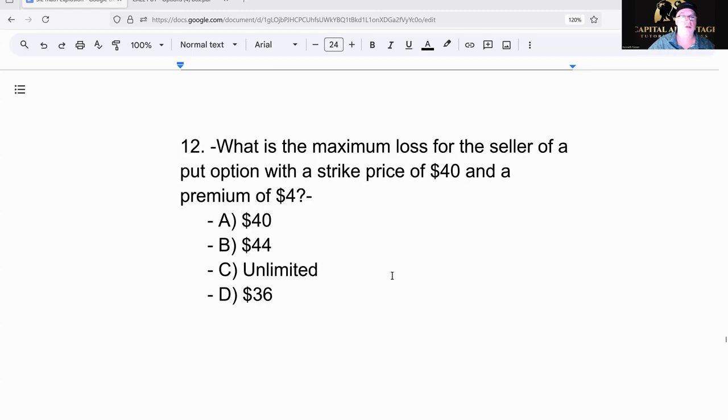What is the max loss for the seller of a put option with a strike price of 40 and a premium of 4? So the max loss when you sell a put is also the break even. So that's going to be 36, or strike minus premium, whatever. Use the chart, baby. I'm not doing the math on this.